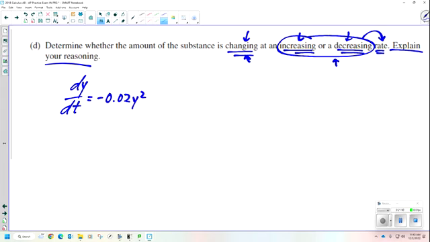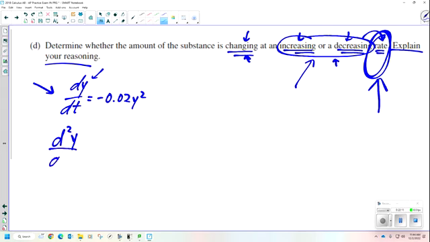and that is the first derivative, dy/dt. That's the first derivative of y. That's the rate that they're asking about right here. Is that increasing or decreasing? So I need to take the derivative of this, which means I need the second derivative of y with respect to t. Let's take the derivative of it.